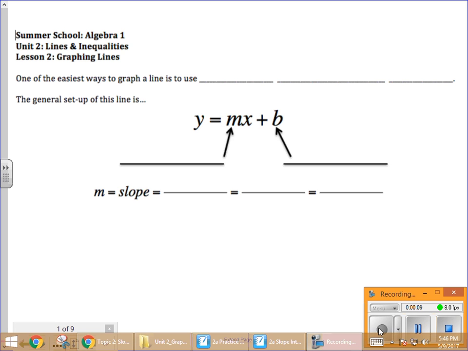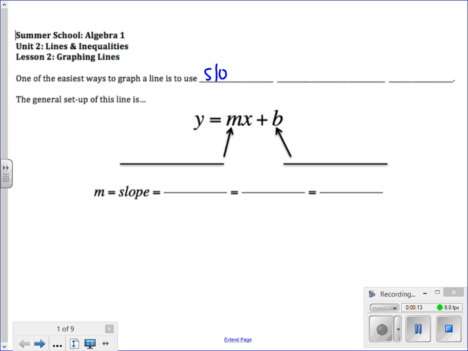All right, one of the easiest ways to graph a line is to use what we call slope-intercept form. This is a really common form of a line that mathematicians all over the world, every Algebra 1 student, is going to learn. The general setup of this line is written as y = mx + b.